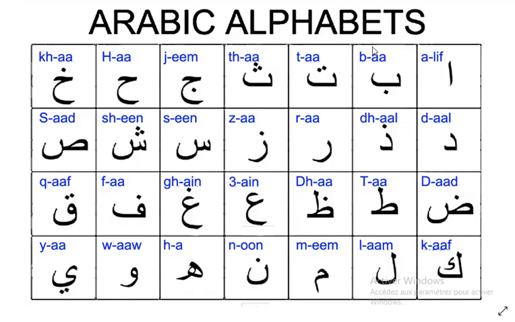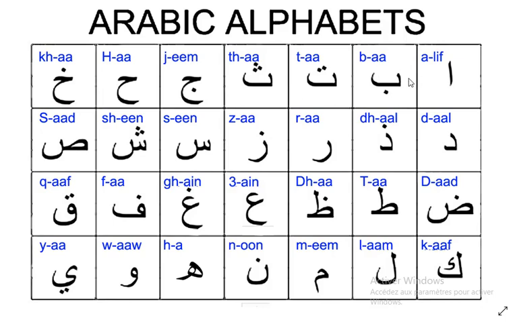A. The second one, I'm going to talk about this group now because it's similar. The only difference is the dots. You guys are going to see that there are a lot of groups, a lot of letters that look like each other. The only difference is the dots. So we have this 3-letter group: ba, ta, tha.